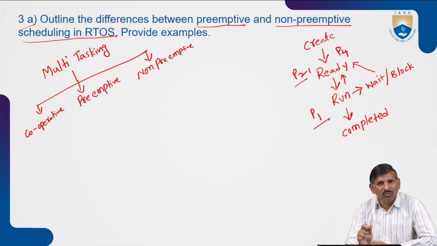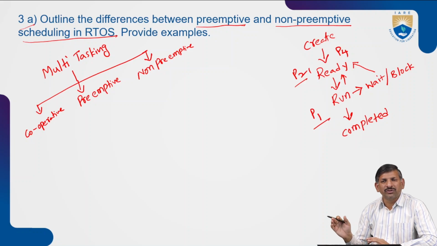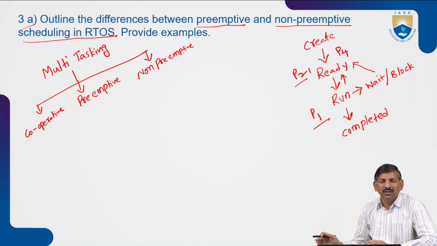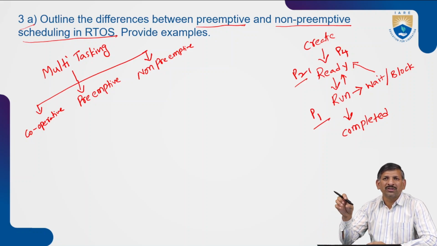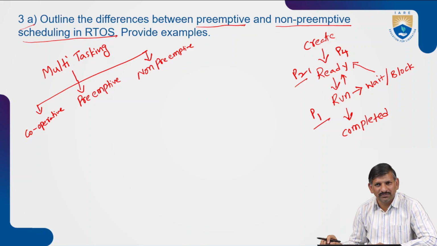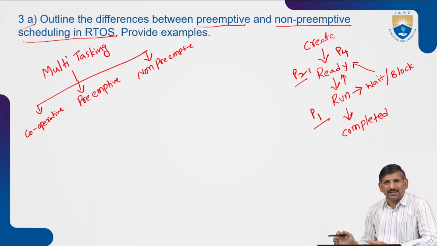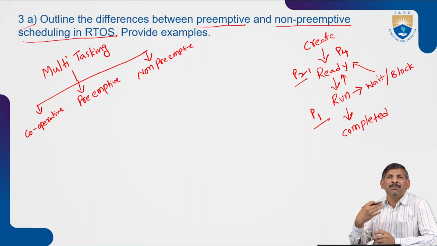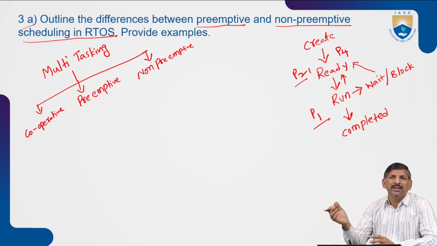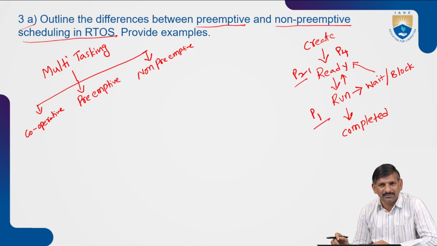Non-preemptive means once the currently executing task is complete, only then a new process is scheduled for execution by the task scheduler. But in case of preemptive, the currently executing task may be preempted by the newly entered task.